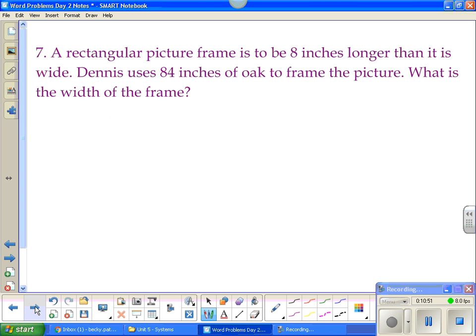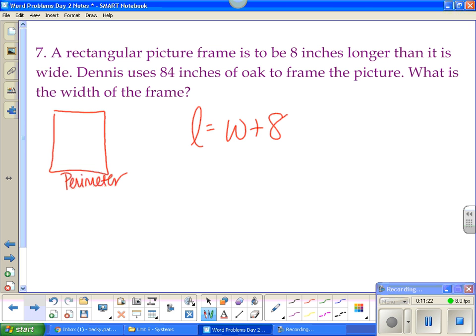A rectangular picture frame is to be 8 inches longer than it is wide. Dennis uses 84 inches of oak frame to frame the perimeter. What is the width of the frame? Okay, well, if you think about a picture, a frame goes all the way around the edges, which kind of makes you think about the perimeter. So, let's see. The rectangular picture frame is to be 8 inches longer than it is wide. So the length is to be the width plus 8, which makes sense. The length is longer than the width.